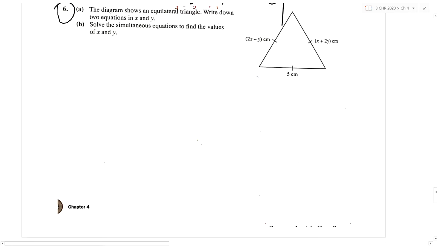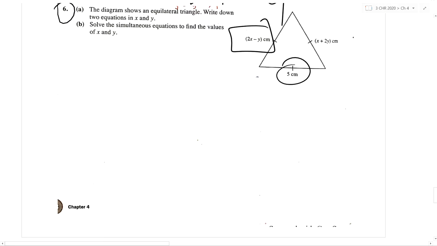Why 180? Because total angle in a triangle is 180. Since 3 angles are the same, divide by 3, you get 60 each. Okay, so that's a quick recap on our equilateral triangles. We mentioned that all the lengths must be the same. So what can you tell me about this length? What is this equal to in centimeters? Length, not angle. How much is this in cm? 5 cm. How you know it's 5 cm?